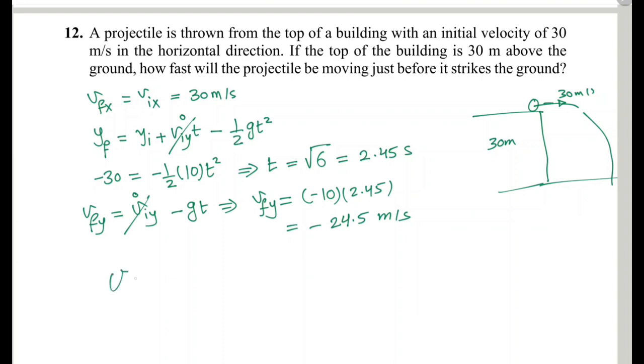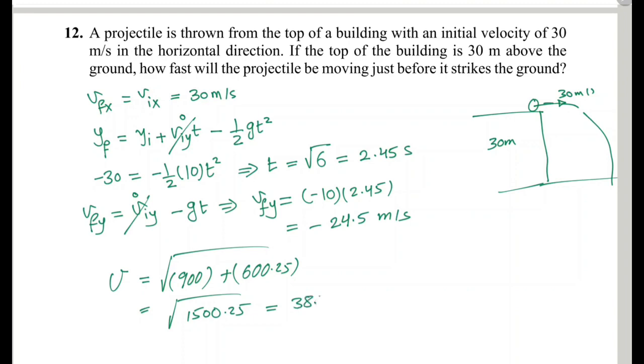So the speed equal to square root of 900 plus 600, this one right here, or square root of 1500, or 38.7 meter per second.